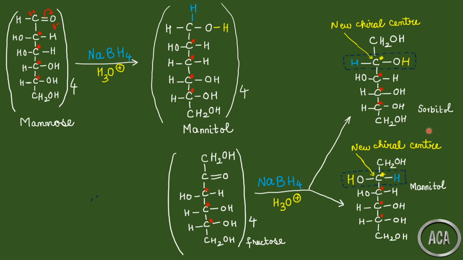So you have to remember, when aldehydes are reduced, a new stereo center is not generated. But when a keto group is reduced, in case of fructose, a new stereo center is generated and we will get a mixture of two isomeric alcohols. One is sorbitol and the other is mannitol. Hope this reaction is very clear to you. That is the reduction of glucose, fructose and mannose by using sodium borohydride.